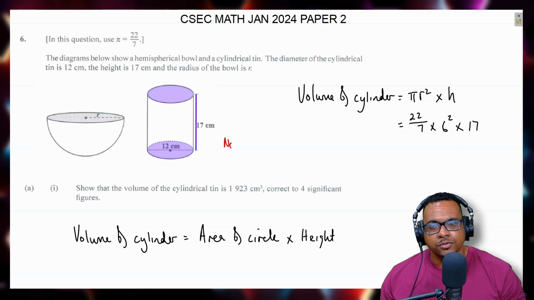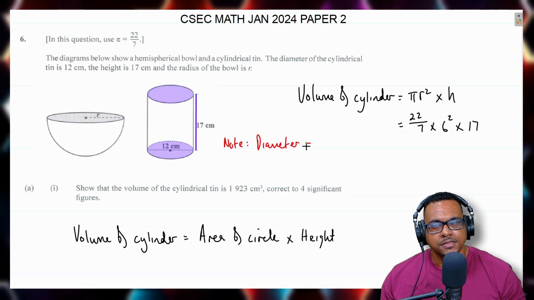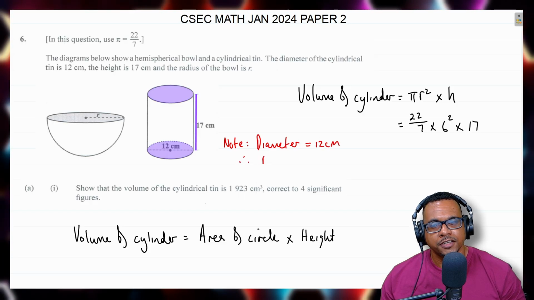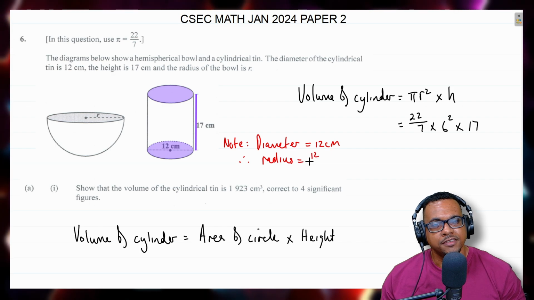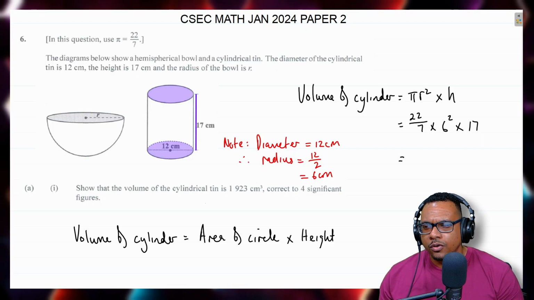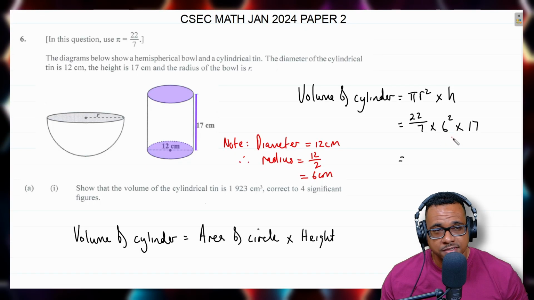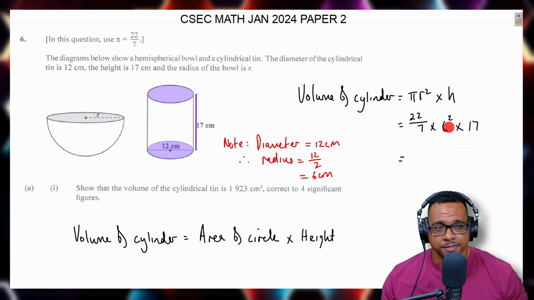So I'm just going to put notes. The diameter was equal to 12 centimeters. Therefore, the radius was equal to 12 divided by 2, which is 6 centimeters. So now we can work all this out on the calculator, all right, because this is a paper 2 question, so everything could be done on the calculator.